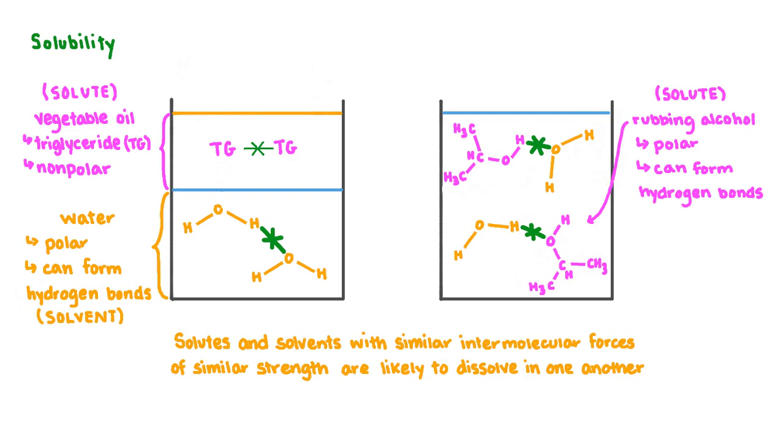In general, solutes and solvents that exhibit similar intermolecular forces of similar strength are likely to dissolve in one another. We often express this generalization with the phrase "like dissolves like," meaning that nonpolar solutes tend to dissolve in nonpolar solvents, and polar solutes tend to dissolve in polar solvents. Ionic solutes also tend to dissolve in polar solvents.